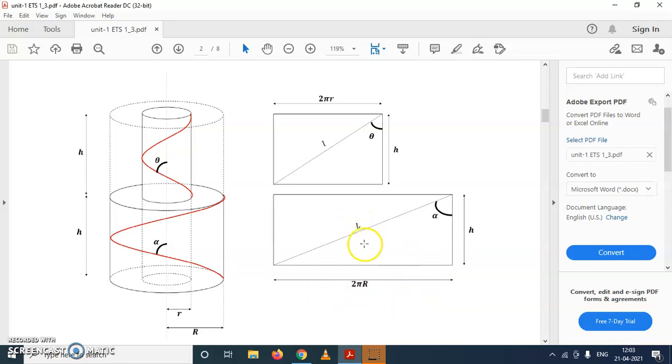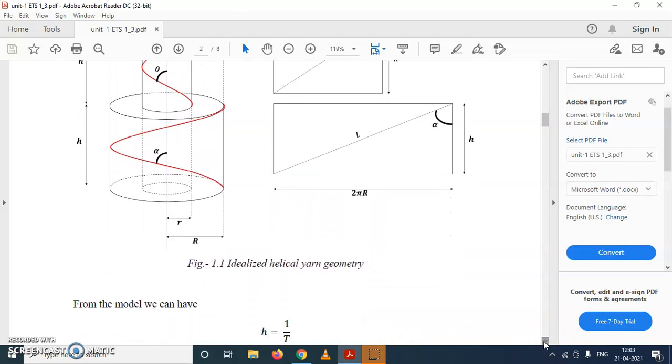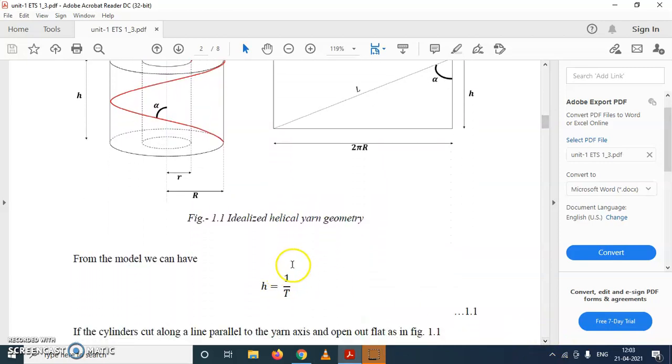And we can also correlate this length L with turns per centimeter and yarn radius. Okay, we'll just see some interrelations. Now I have written h is equal to 1 upon t, where t is turns per centimeter. Then h will give you the length of the yarn in centimeters for one turn.